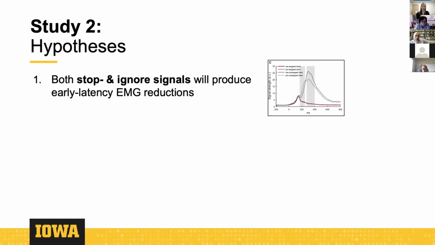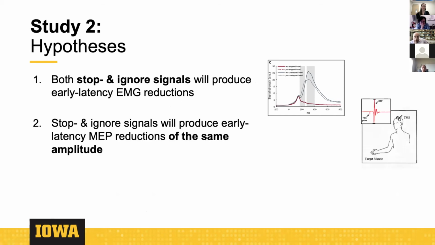The first hypothesis was that both stop signals and infrequent events that are not paired with a stopping instruction, which I will call ignore signals from now on, will produce these early latency EMG reductions that Lisa and Renee have found in their study. And I will tell you why we thought that, because we have a whole theoretical framework that Darcy and I have been developing and that I'll talk about towards the end of this talk. Also, we predicted that stop and ignore signals will produce early latency MEP reductions based on the Iaculo study, but we also hypothesized that the amplitude of this MEP reduction will not differ between stop and infrequent ignore trials.